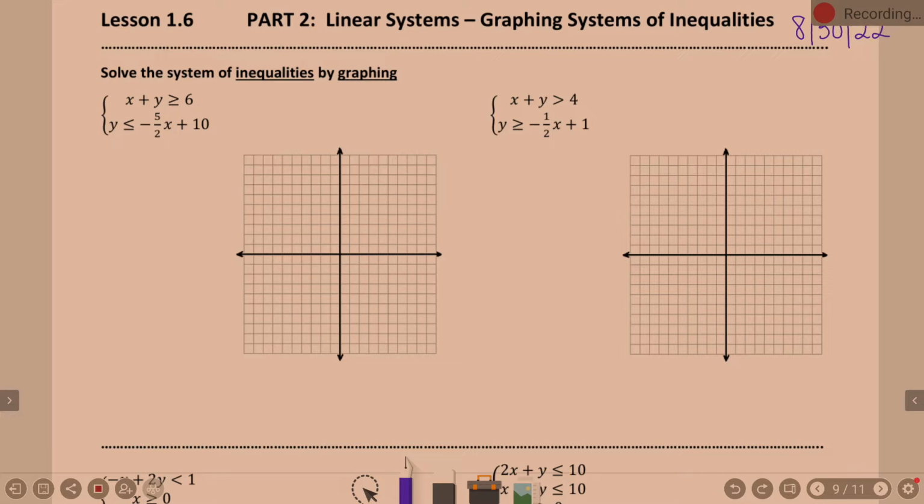What do I mean when I say inequalities? Instead of equal signs, we're going to have greater than or less than symbols. What changes when we graph inequalities? Instead of just graphing a line, you graph a line, but you also have to what?